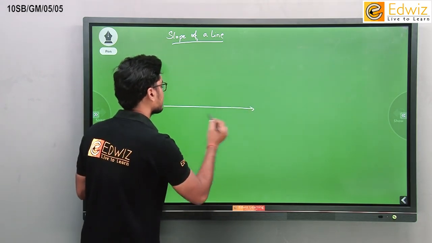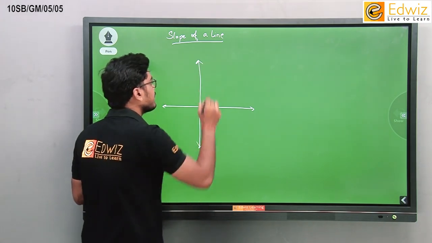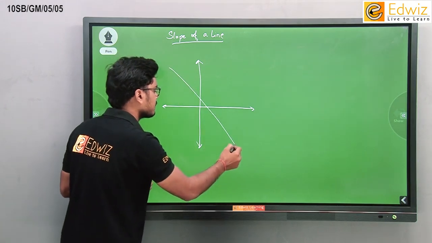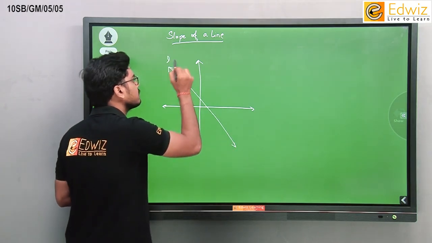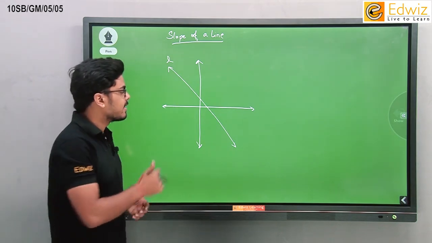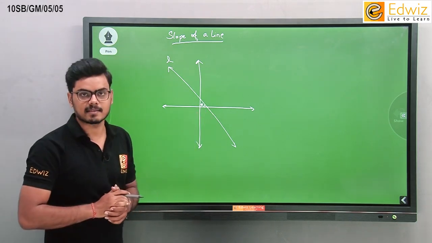Okay, suppose this is the x axis, this is the y axis. If I draw a line on this like this, line L, now line L is inclined this much, correct, it is making an angle theta, suppose, with the x axis.